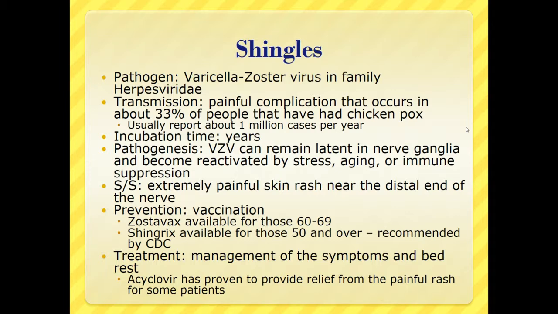So what happens is you get infected, you have chickenpox when you're a kid, the virus never leaves your body, takes up residence on a skin nerve, and then it becomes triggered or reactivated, travels back down that nerve to the skin and causes a skin rash associated with that nerve. Now, zoster means belt. So when you see the shingles rash, it occurs like a belt around the body.